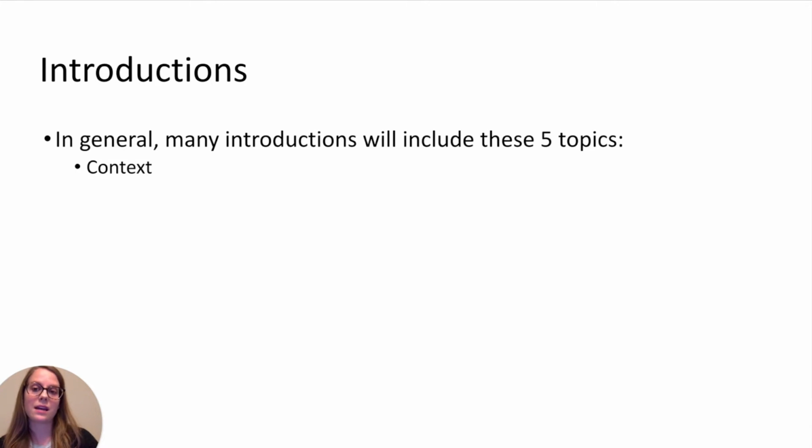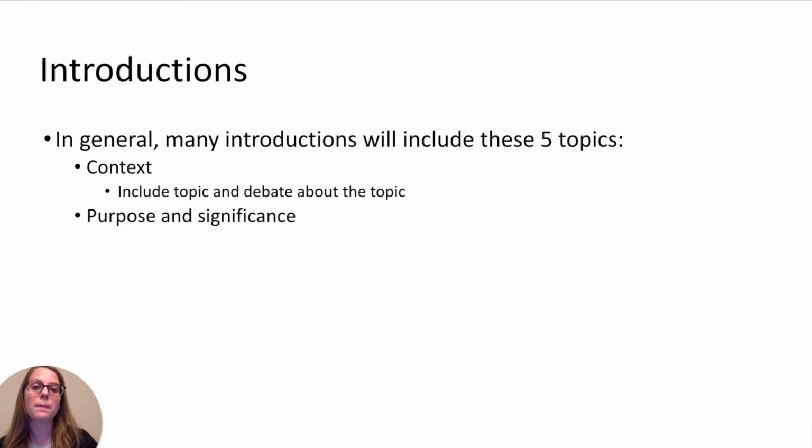First is context. We need the learner to understand the topic and maybe what others or a debate has shared about the topic so they understand why you're conducting the research that you are. Second is the purpose and significance. This is a place where you can put your research questions and also provides the reader with the understanding of why you're conducting this study.